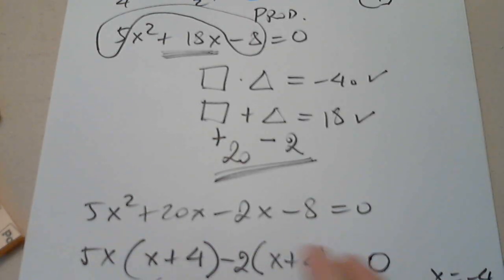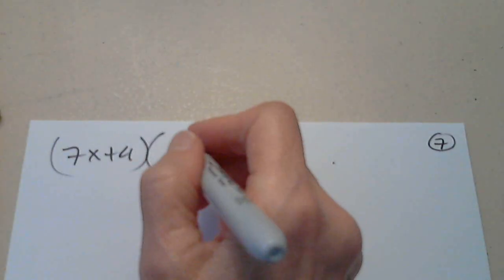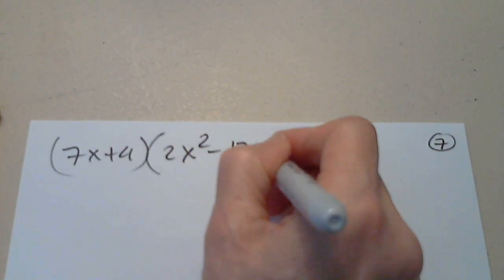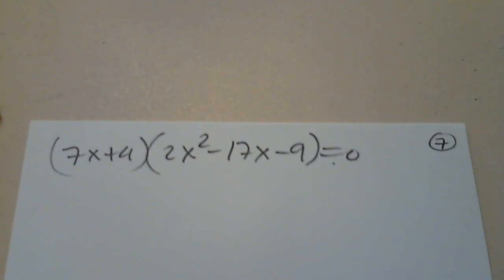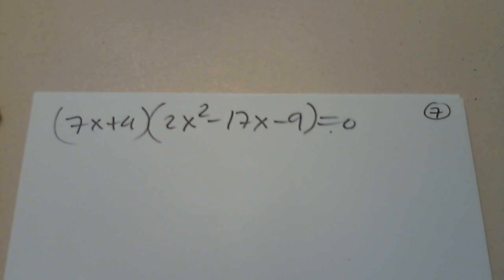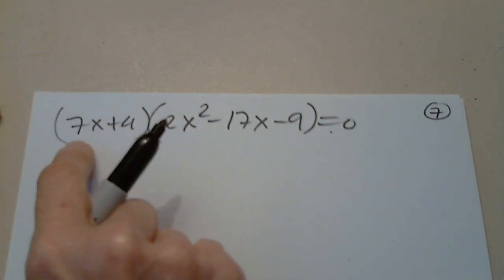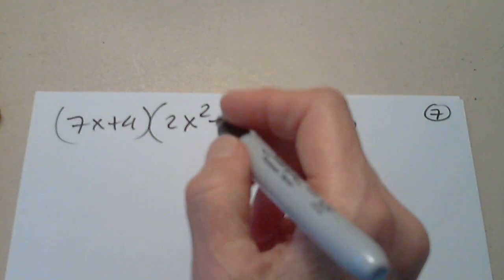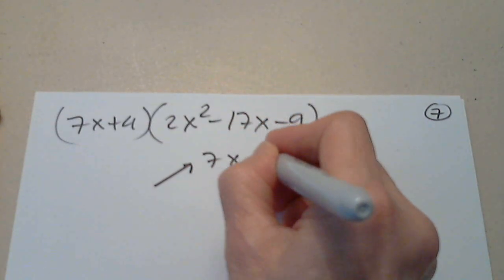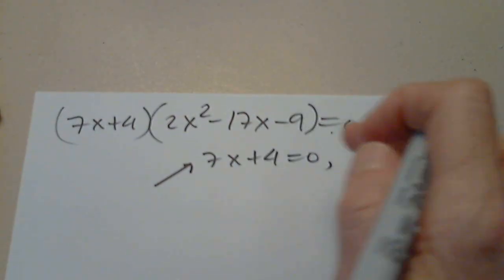Okay, so let's work on this one, because this one is already prepped, so to speak, at least a little bit for us. So this one is 7x plus 4 times 2x squared minus 17x minus 9 equals 0. This equation is already in the zero product principle setting. A product, this factor times this factor equals 0. So we have two options. 7x plus 4 to be 0, which means x equals negative 4 over 7.